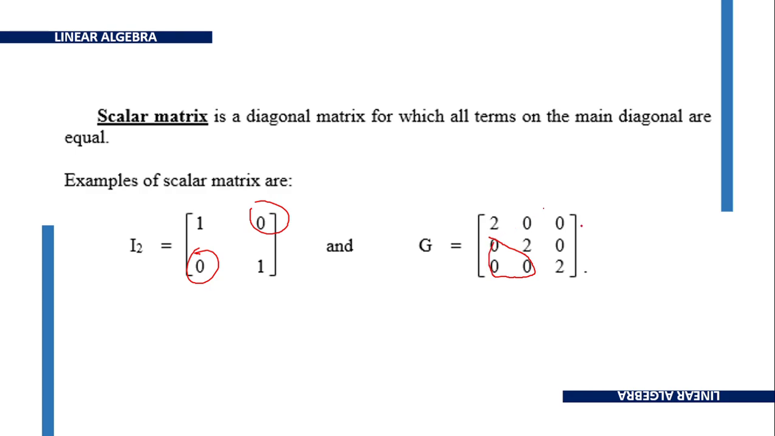And also, all terms of the main diagonal are equal. Okay, so dapat din daw is lahat ng elements ng ating main diagonal are equal. Okay, so yun ang sinasabi naman kapag scalar matrix.